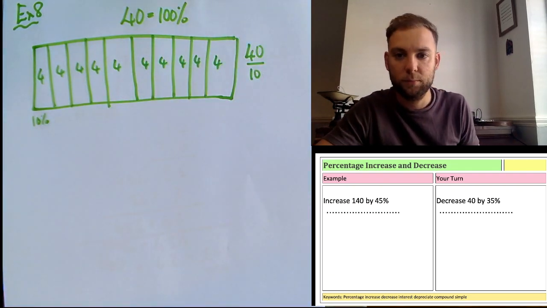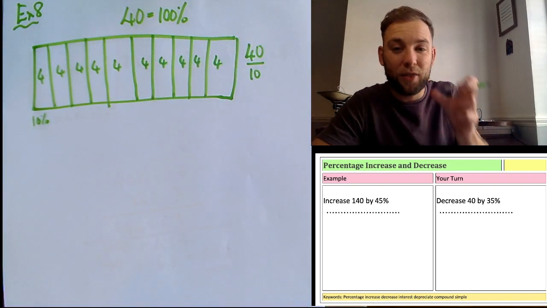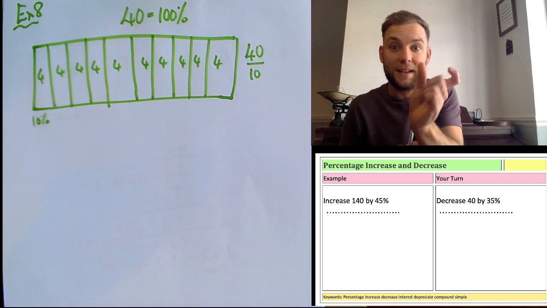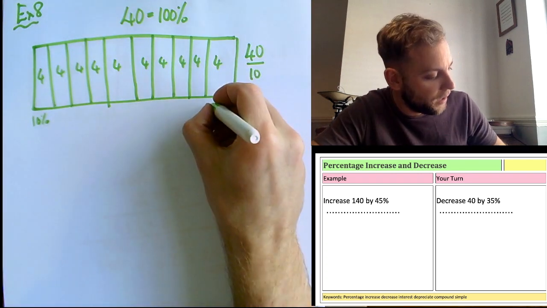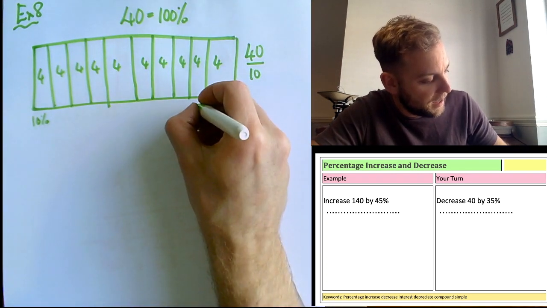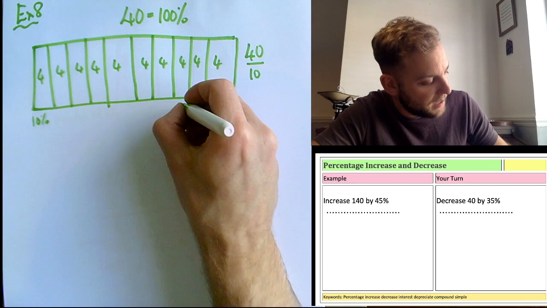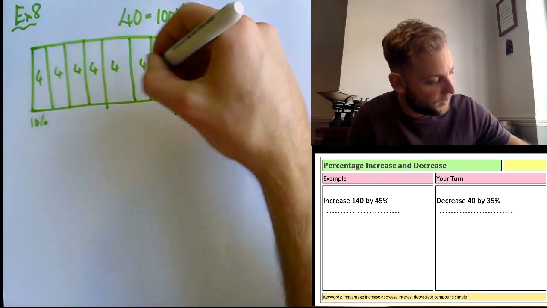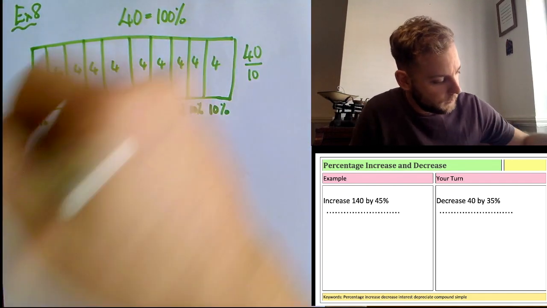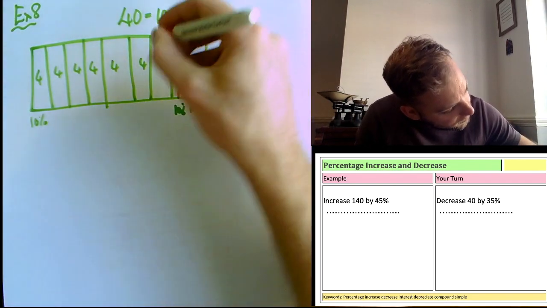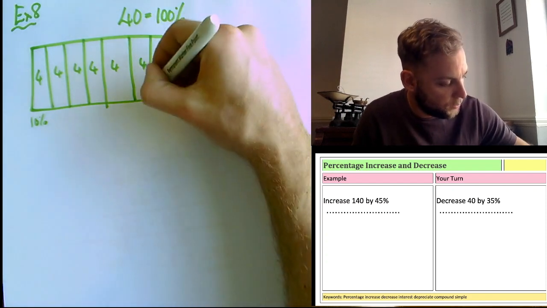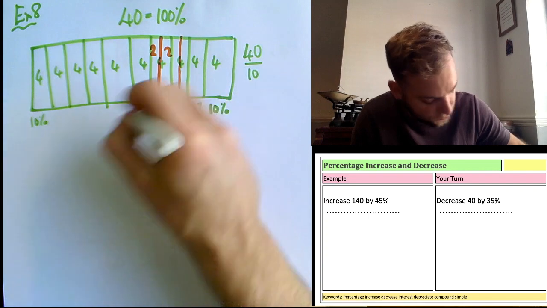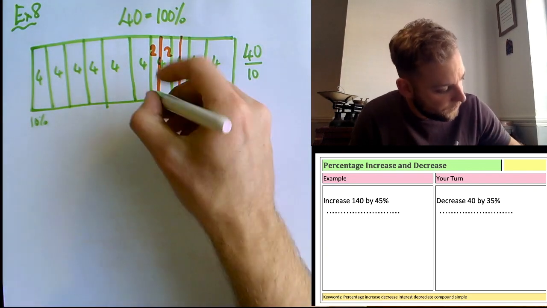Like so. Brilliant. Now I want to decrease by 35%. So to decrease by 35%, I'm going to need 30 and 5%. So I do that by doing 10%, 10%, 10%. So it's going to be 1, 2, 3, 35, and then half of one of these. Oops, sorry, it should be half of the next one, shouldn't it? Half of this one, which is going to be 2 and 2, which is going to be my extra 5% there.